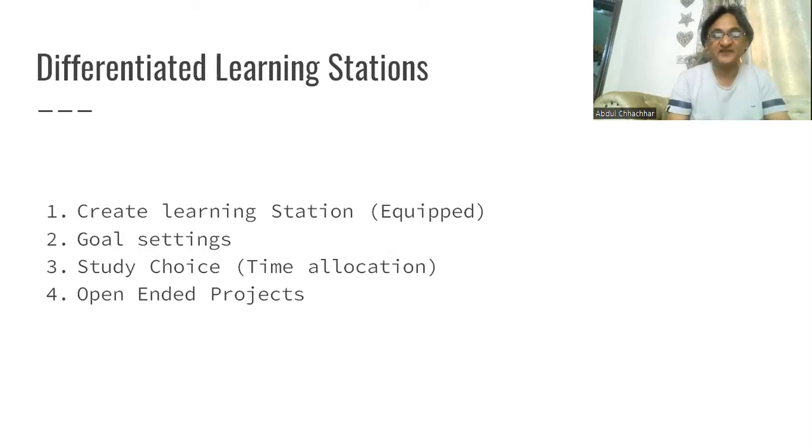Study choice, give them time allocations, open-ended projects that you give them. So the conclusion should be based on them. Don't expect exactly what you are looking for. They think beyond their levels, so let them perform beyond. If you are setting the outcomes for your gifted students, that's wrong. They have already set their goals, so it should be open, it should be choice, it should be equipped, and the result you will find is outstanding.